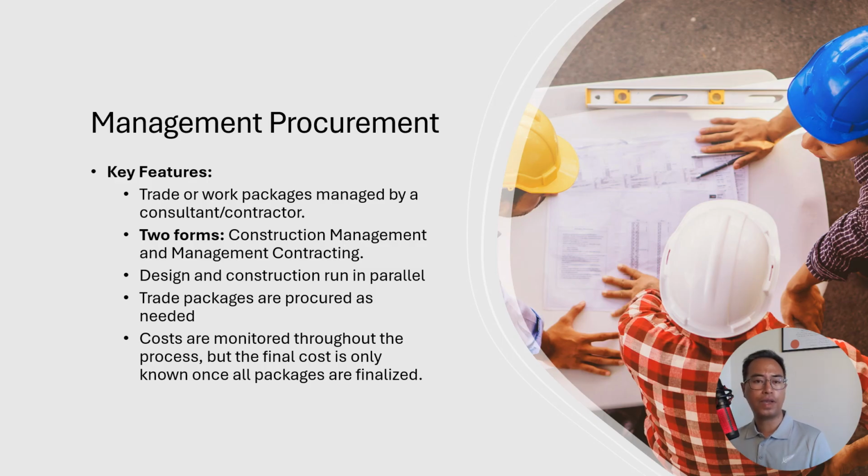Finally, let's look at management procurement. This method involves a contractor or consultant managing a series of trade or work packages. There are two forms: construction management and management contracting. Here's how it works. Design and construction run in parallel, allowing for early project start. Trade packages are procured as needed based on a project schedule.